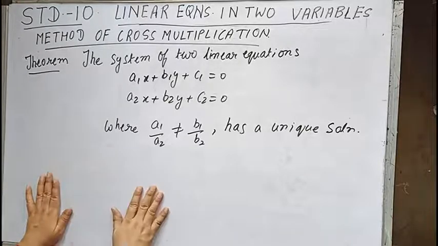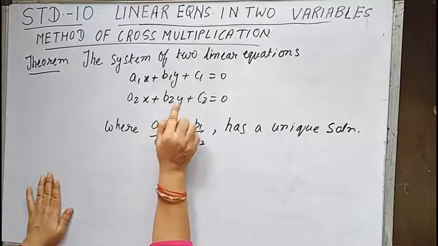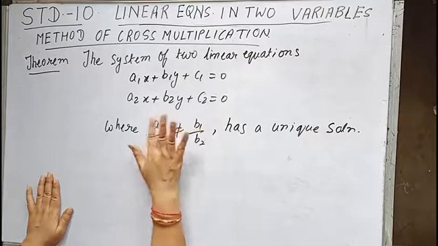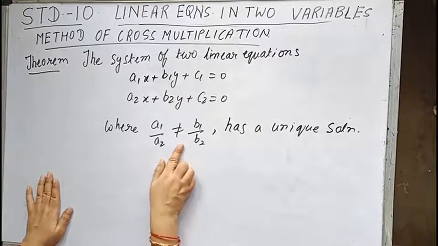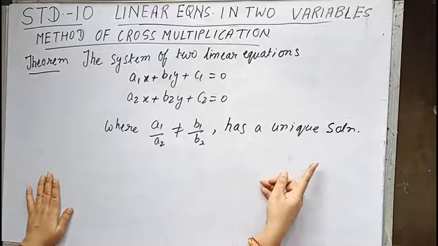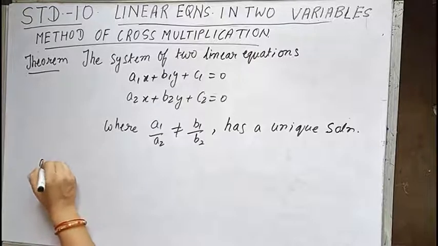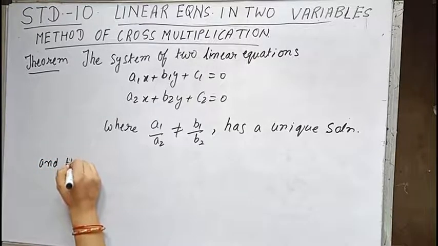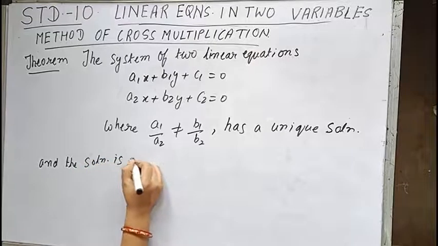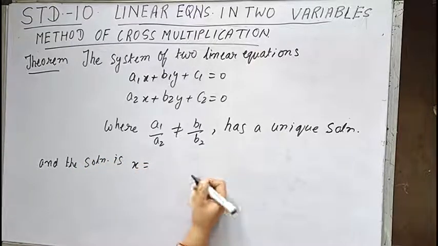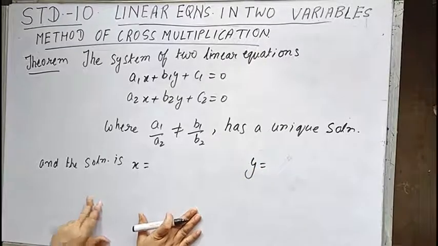This theorem says: the system of two linear equations a1x plus b1y plus c1 equal to 0 and a2x plus b2y plus c2 equal to 0, where a1 by a2 not equal to b1 by b2, has a unique solution, and the solution is x equals something and y equals something. Now that something we have to write.